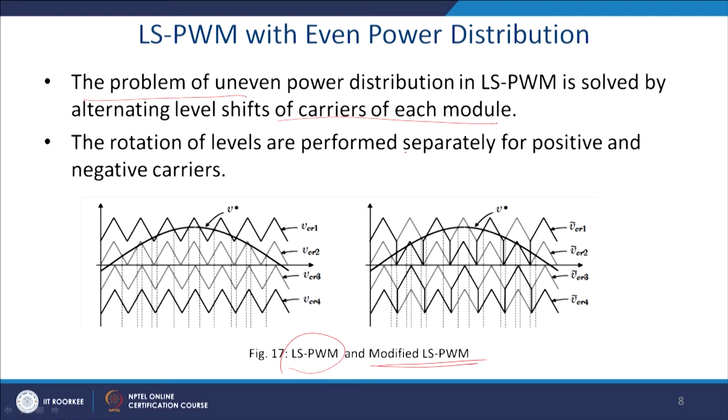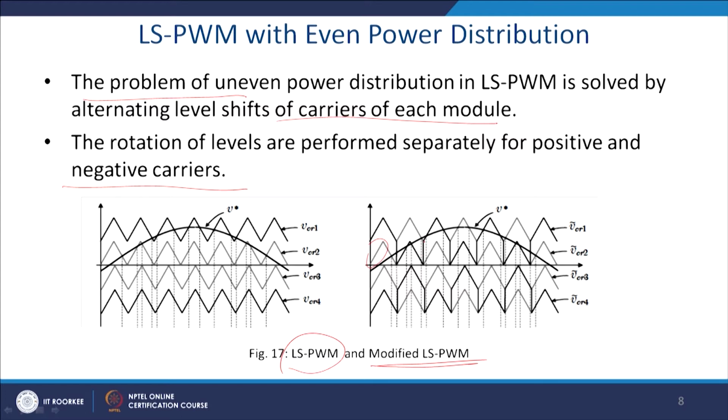The rotation of the levels is performed separately for the positive and the negative carrier. So, what happened first, once you can see that after this will go up and this will come down. So, here and thereafter again this will go up and this will come down. I try to show the bolder portion of it. This is the bolder portion of it, this is the topmost carrier wave. So, it will come down, and this waveform which is a little gray in color, that carrier wave will go up.